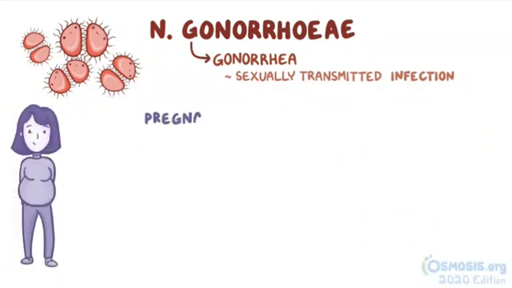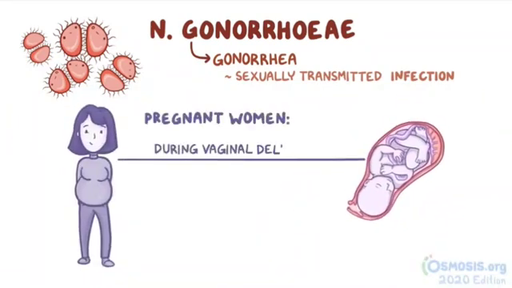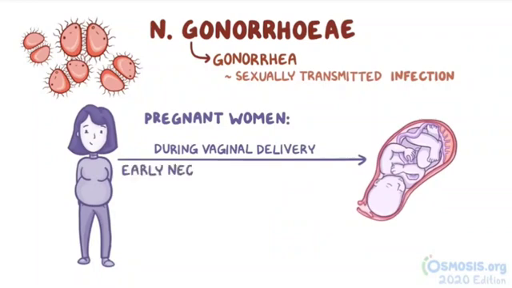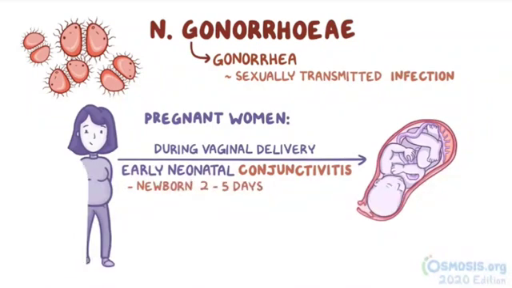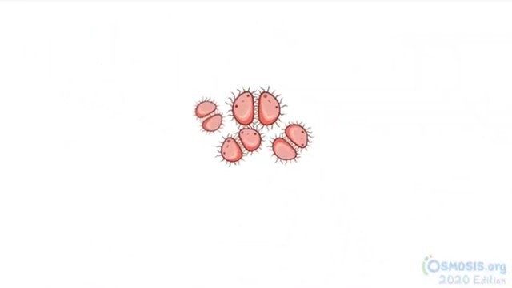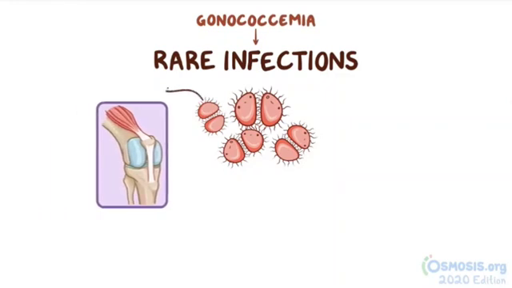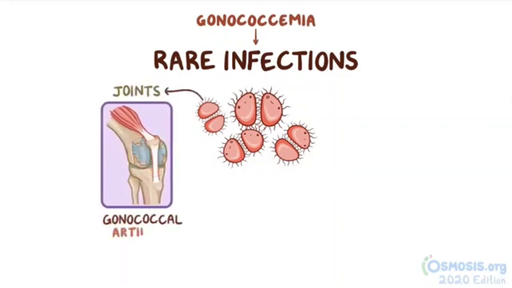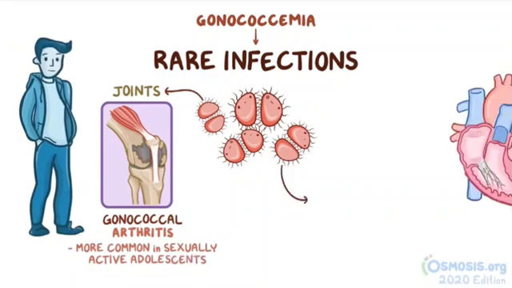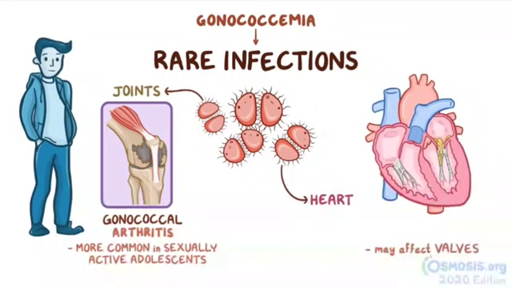If N. gonorrhoeae infects pregnant women, it can spread to the baby during vaginal delivery, and result in early neonatal conjunctivitis, so a type of conjunctivitis that affects the newborn 2 to 5 days after birth. N. gonorrhoeae can also cause some rare but serious infections, often as a consequence of gonococcemia. When the infection spreads to the joints, it might cause gonococcal arthritis, which is more common in sexually active adolescents. If it spreads to the heart, it might affect the heart valves, causing endocarditis.